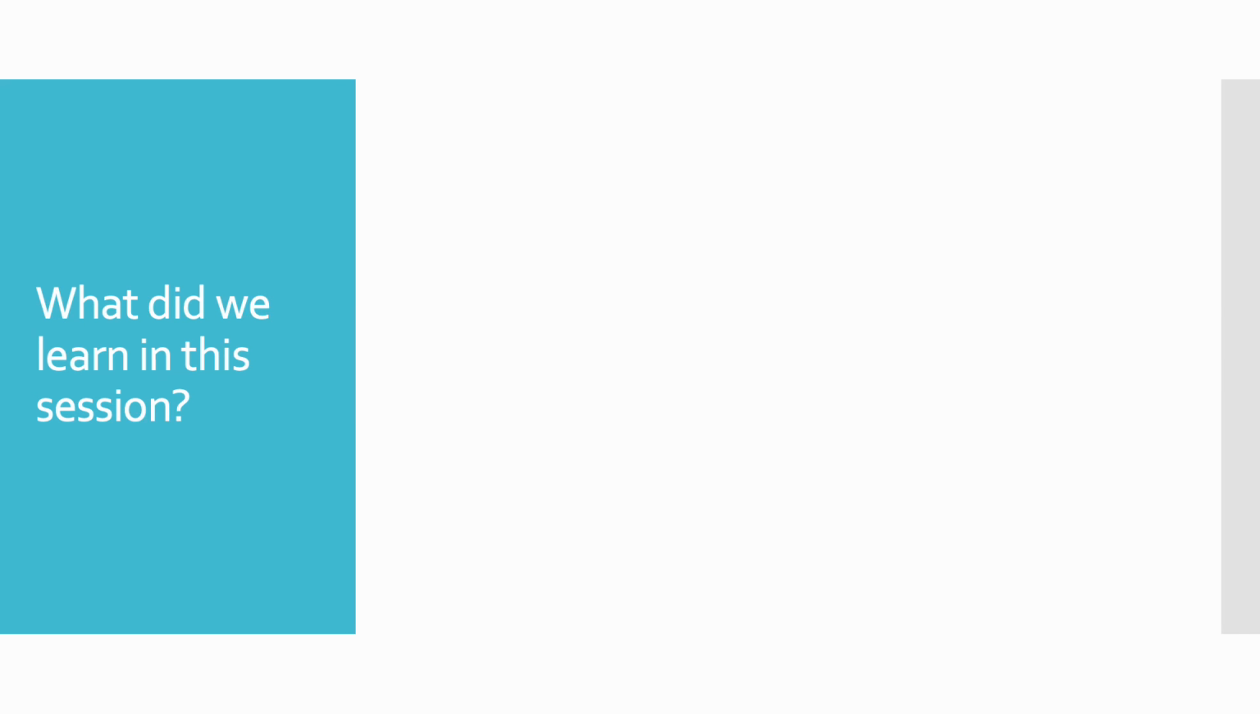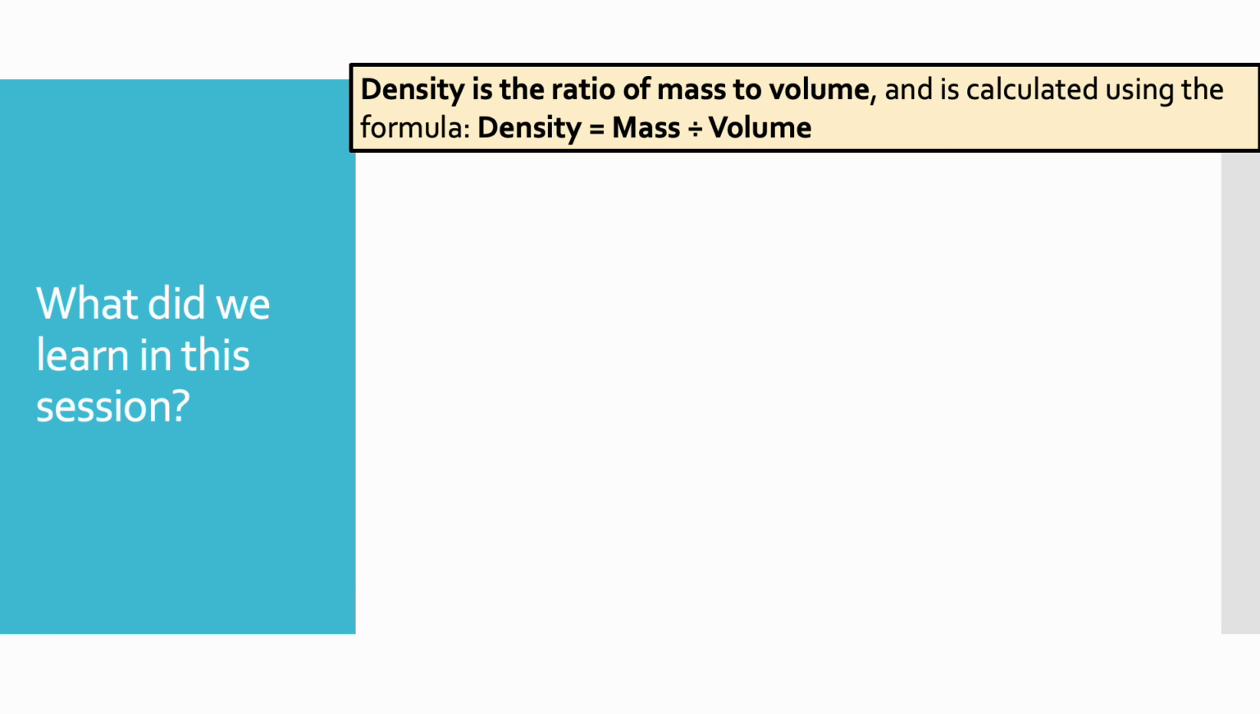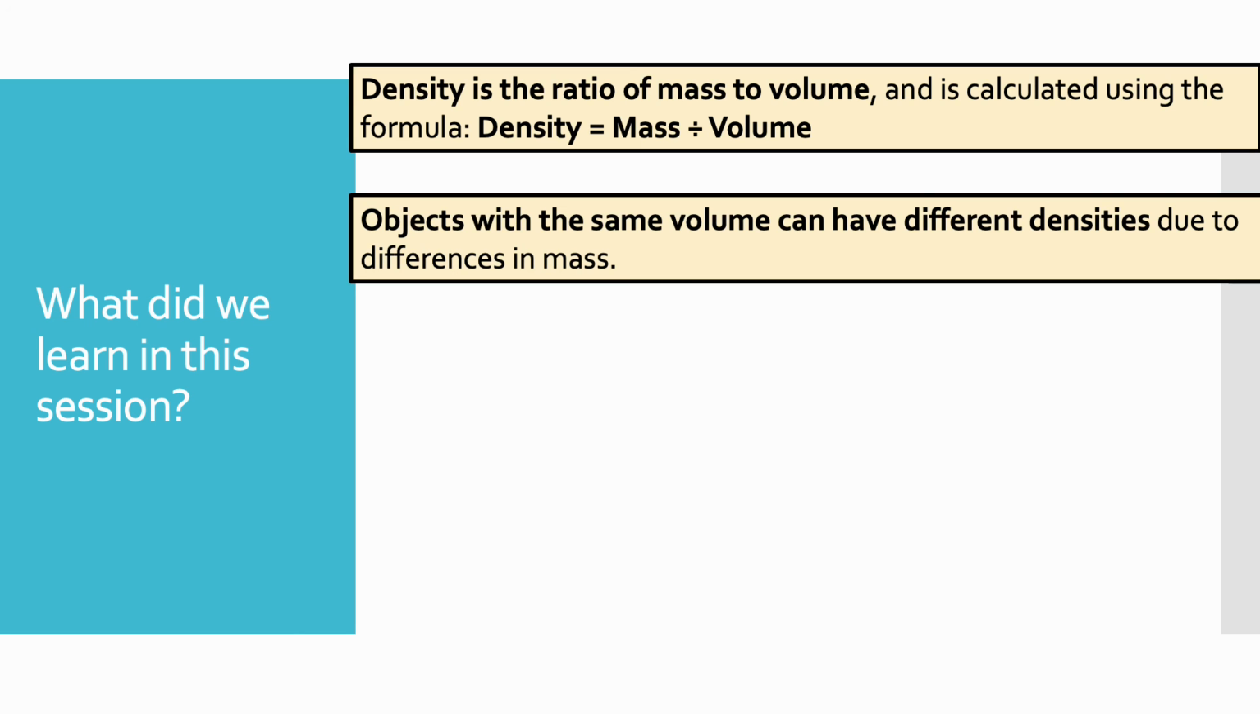So before we end today's session, let's quickly review the important things we learned about density. Density is the ratio of mass to volume. We use the formula density equal to mass divided by volume. This formula helps us compare how tightly packed matter is in different substances. Objects with the same volume can have different densities. Why? Because they might have different masses. A wooden cube and a steel cube of the same size will have very different densities. Steel is heavier because it's more tightly packed.